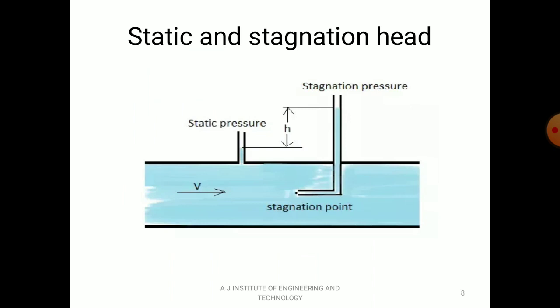Now, static and stagnation head. So you can see the diagram. You have to remember to draw this diagram. There is a fluid flowing with the velocity capital letter V. There is a stagnation point. Hope you know what a stagnation point is. The point at which velocity is 0, and the pressure corresponding to the stagnation point is called the stagnation pressure. I'll define static pressure and stagnation pressure in the next slide.